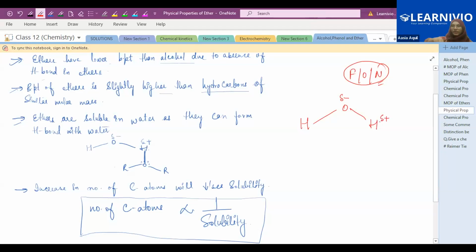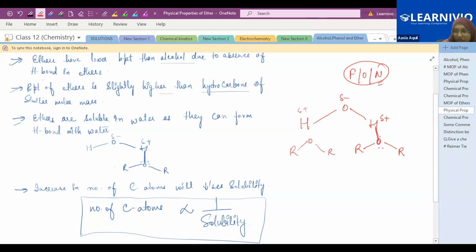Now, when you add ether into the water, what happens? Suppose you just take ether, ROR. This is your ether. And you know very well, what is on oxygen? There's a lone pair, right? So this hydrogen of water has a partial positive charge. It will try to make hydrogen bond with the electronegative element, which is oxygen. So it makes the hydrogen bond with this oxygen of the ether.